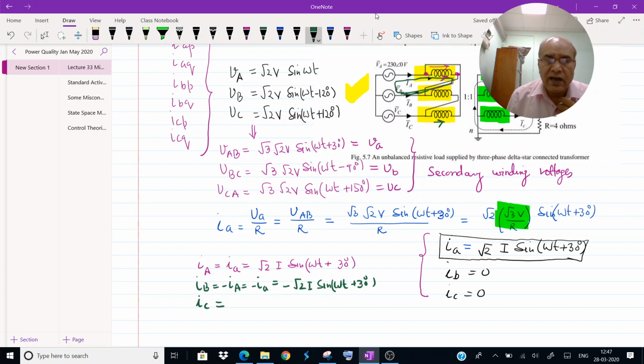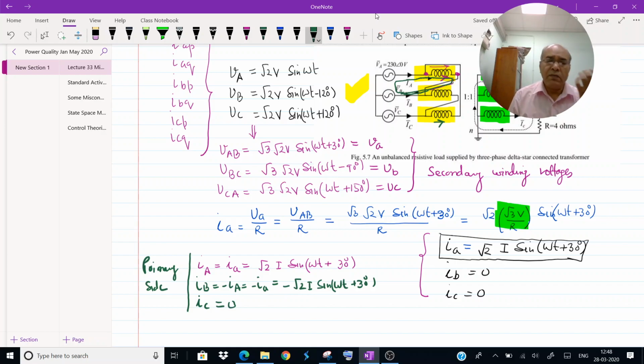If we consider an ideal transformer, the current would like to flow through the least impedance path. It will not be divided between these currents and these currents. Okay, so we have taken an ideal transformer. So this is the primary side current. These are the primary side currents.